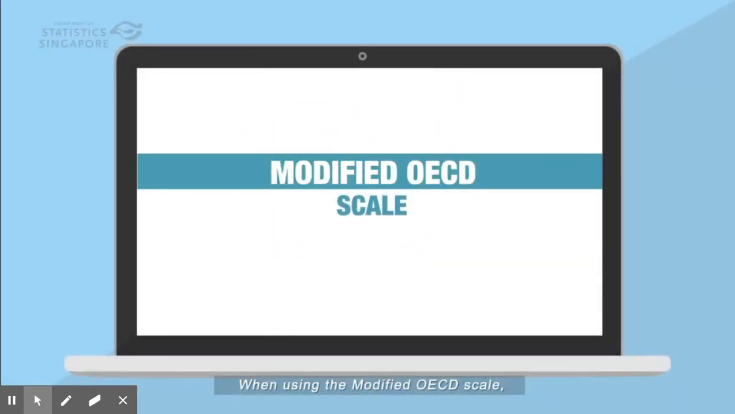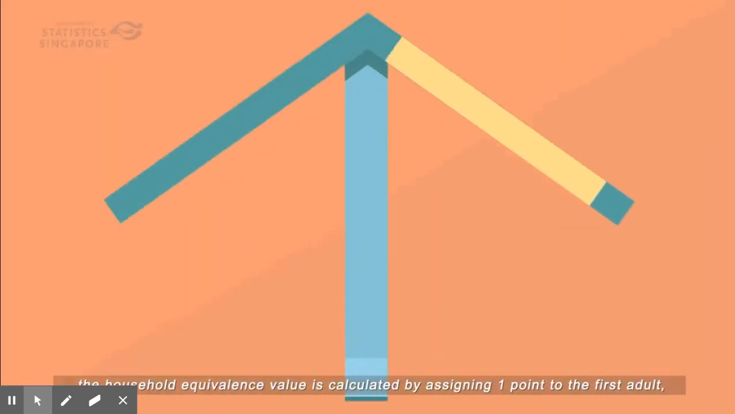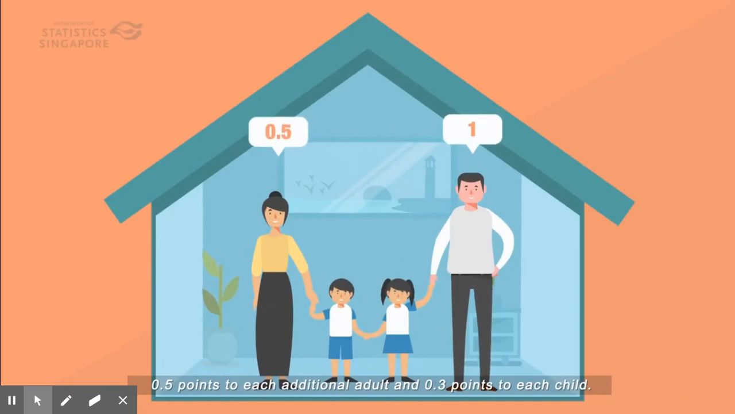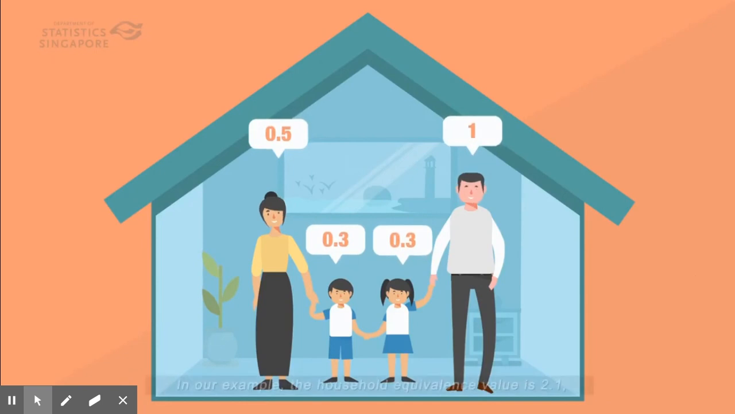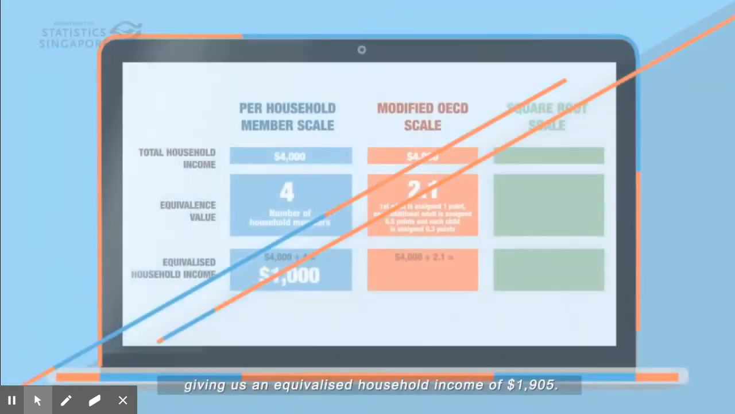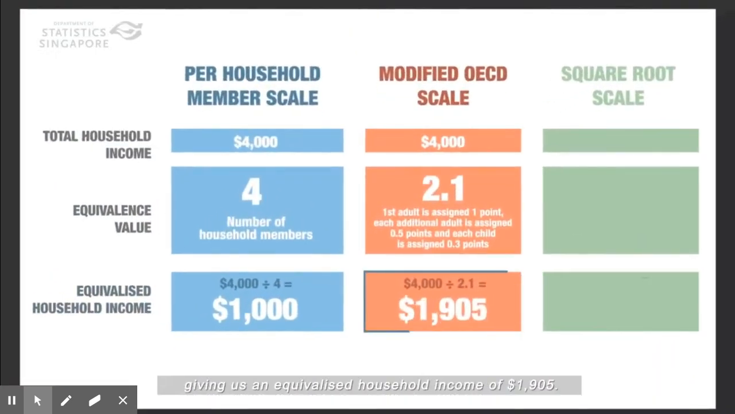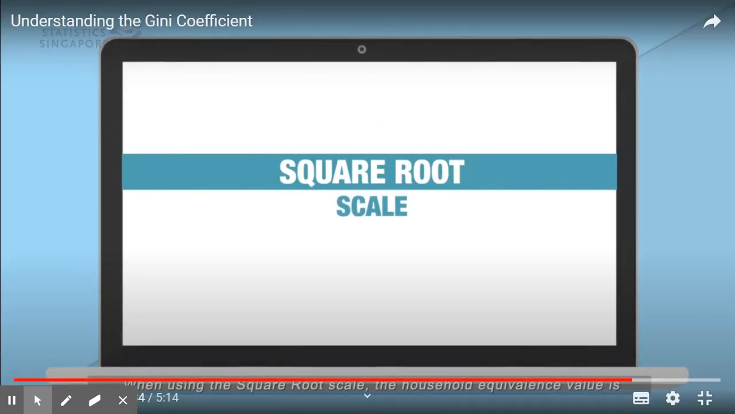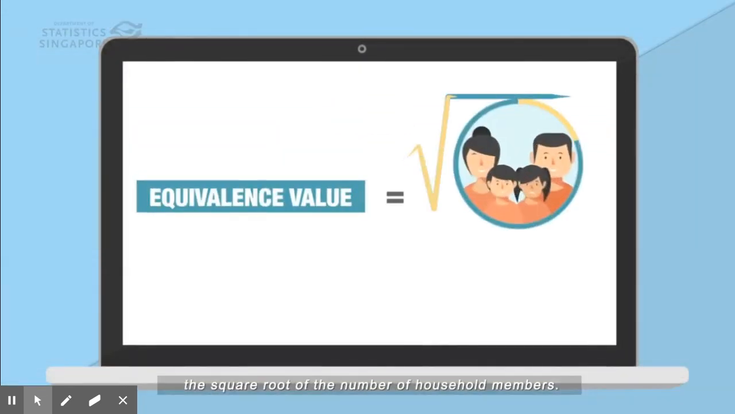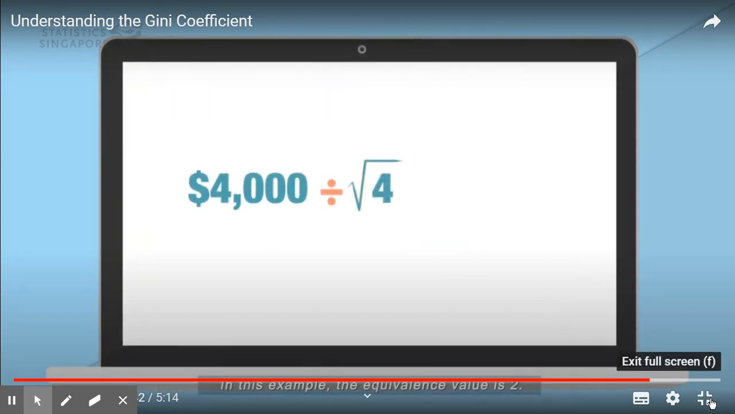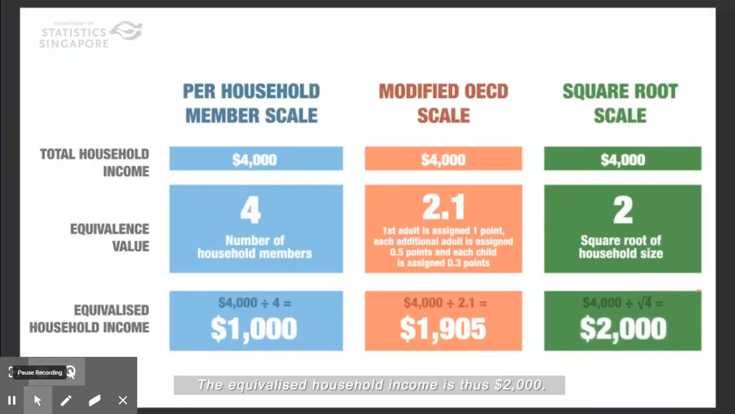When using the modified OECD scale, the household equivalence value is calculated by assigning 1 point to the first adult, 0.5 points to each additional adult, and 0.3 points to each child. In our example, the household equivalence value is 2.1, giving us an equivalized household income of $1,905. When using the square root scale, the household equivalence value is the square root of the number of household members. In this example, the equivalence value is 2, and the equivalized household income is thus $2,000.